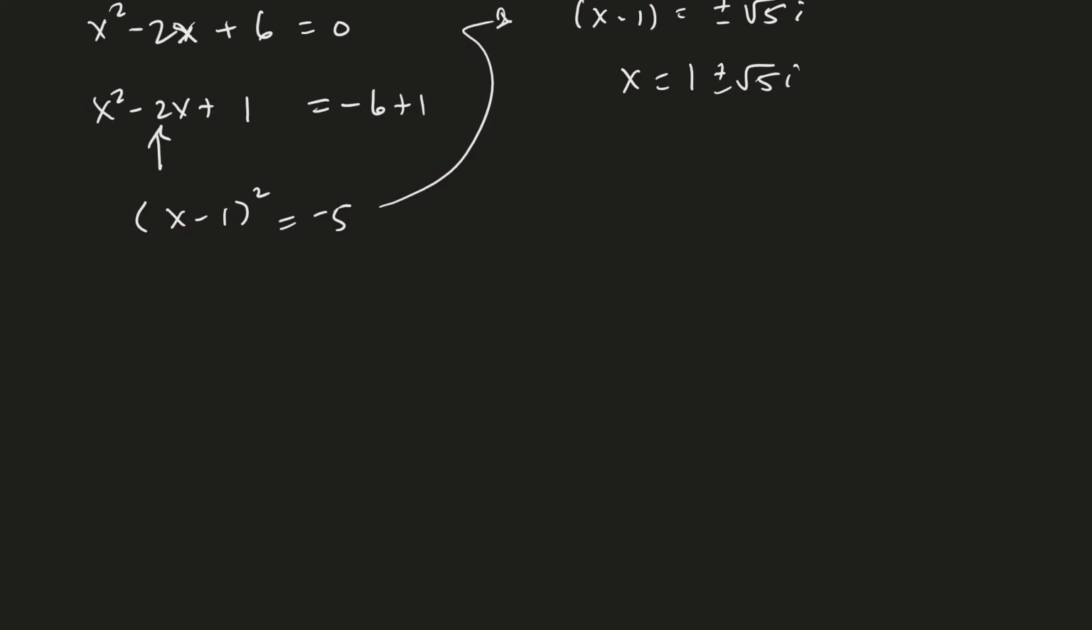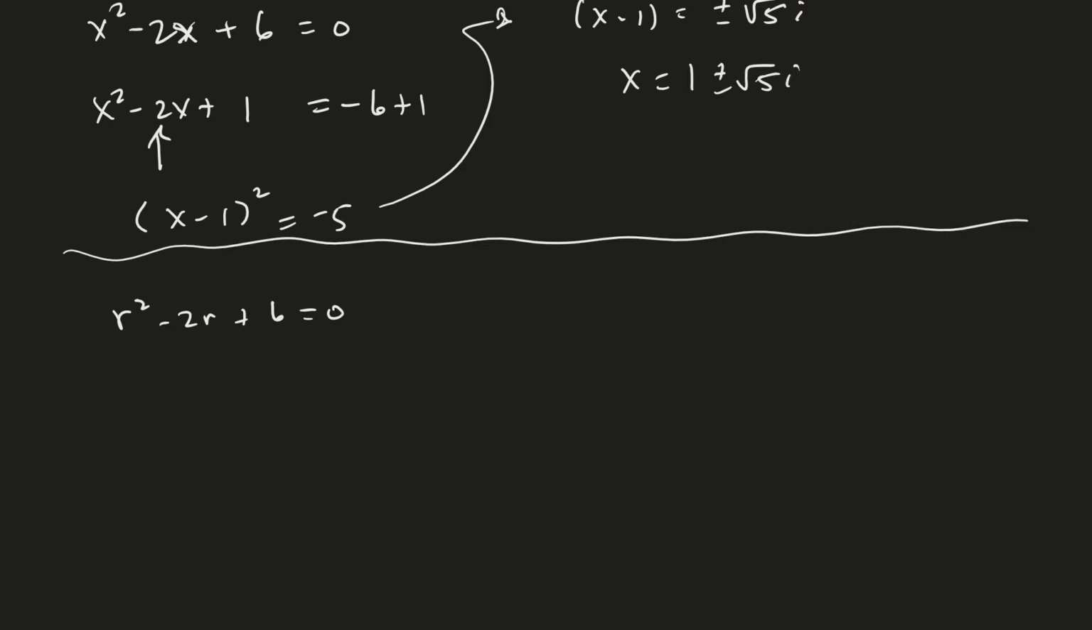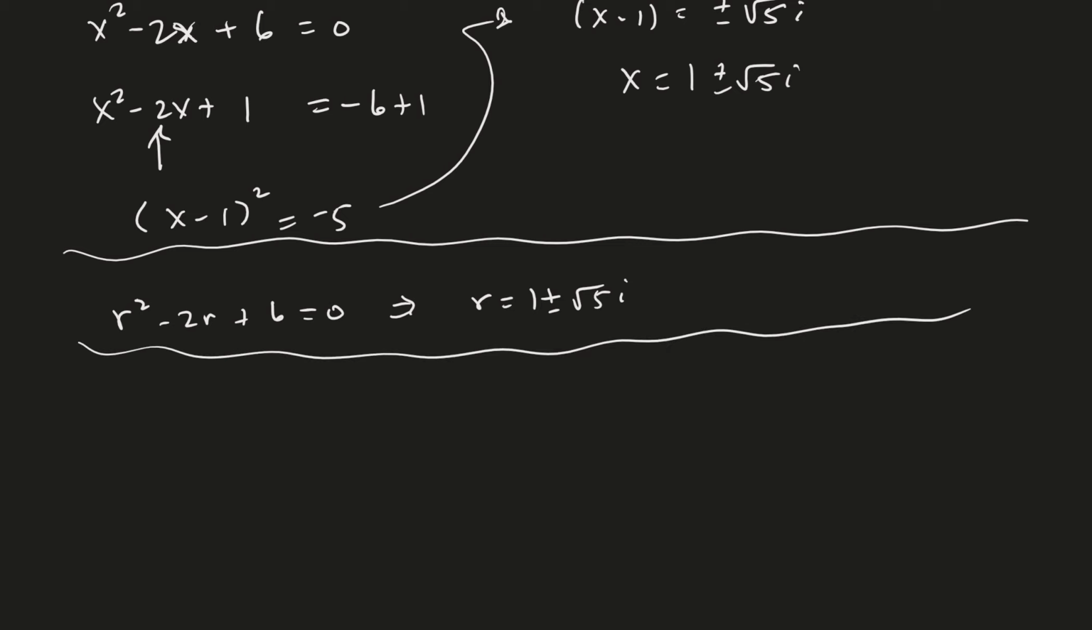So similarly, if we had r squared minus 2r plus 6 equals 0, right, as our characteristic equation, then we know that r is equal to 1 plus or minus the square root of 5i. And do you remember how to write down the solution to the difference equation now? I'm sorry, I just jumped ahead. Let's pause on that for a second. I just did the other video and I just had a flashback, so we won't worry about that one.